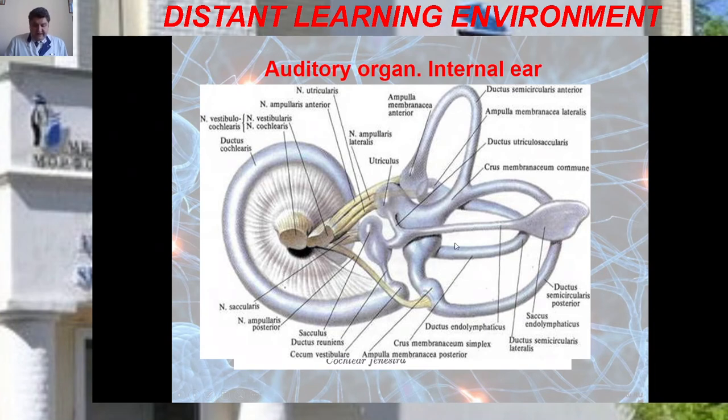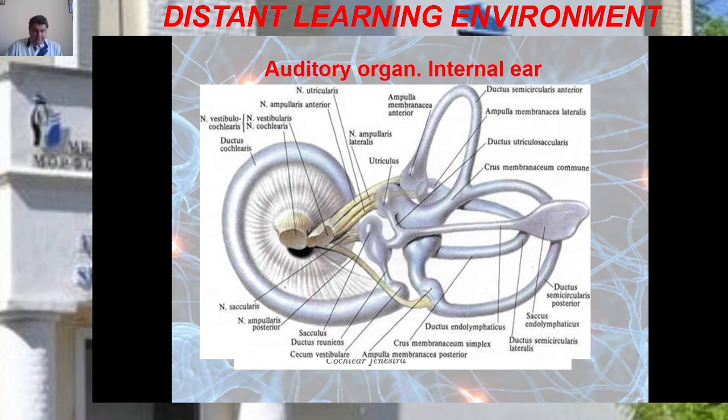which lie in the same kind of bony canals, exactly repeating their shape. This is why it's necessary to distinguish the anterior, posterior, and lateral membranous ducts with their corresponding ampullae, ampulla membranacea, anterior, posterior, and lateralis. You may see these ampullae here too.